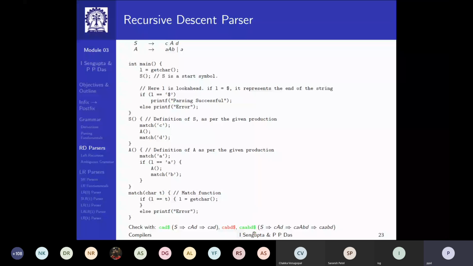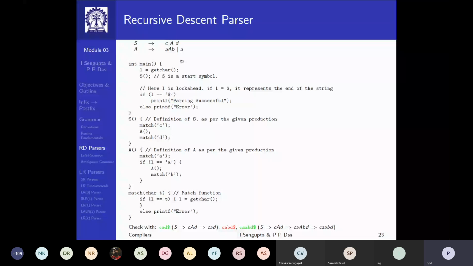But you can now have as many A's generated as you want, because you can keep on recurring here. So for example, you can have CAABD, because S produces CAD, then you use the first production rule for A, so A produces AAB, and CAD becomes CAABD, and then you use the second production for A. And you can keep on producing this to get parenthesized strings of AB coming around the final A, because every time you use this, you'll get a pair of AB.